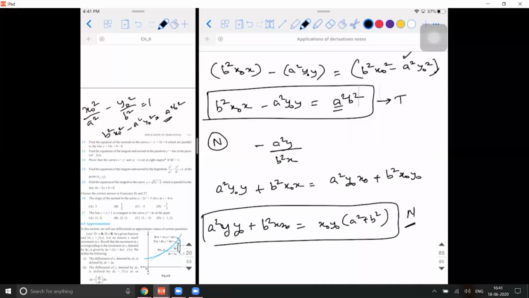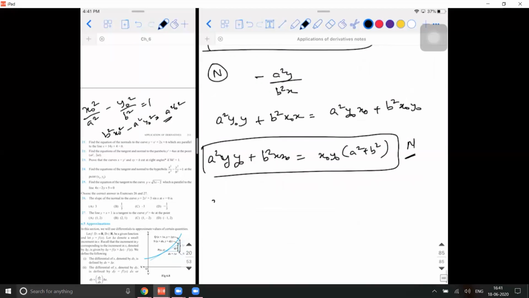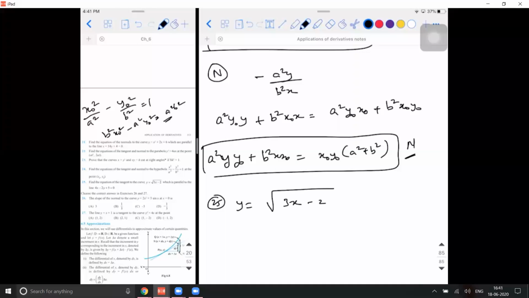Right. Find the equation of tangent to the curve y is equal to root of 3x minus 2, which is parallel. Again, this is a simple problem. Let's do 25th. So y is equal to root of 3x minus 2. You need to find the equation of the tangent to the curve, which is parallel to this line.